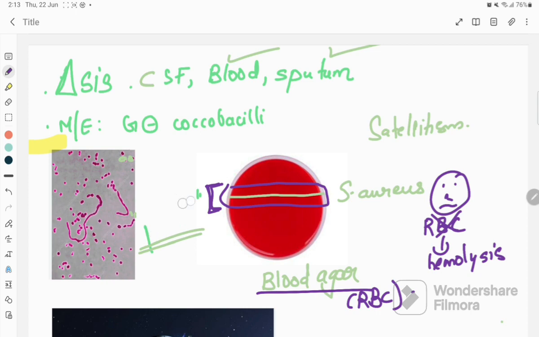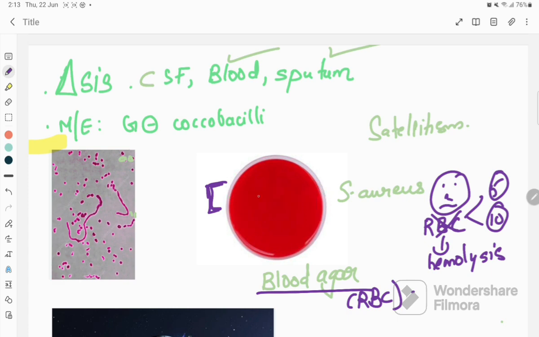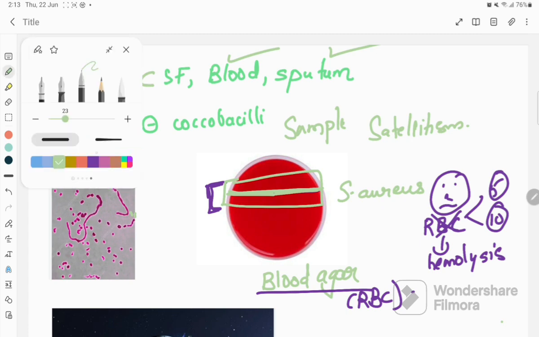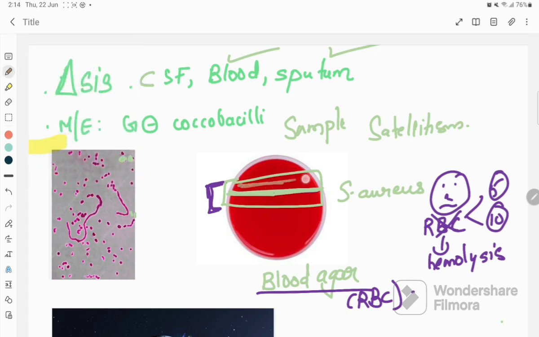hemolysis. This much clear? Now when RBCs are broken down, they release factor 5 and factor 10. So basically factor 5 and factor 10 are like the tears of RBCs. So in this narrow zone of hemolysis, in this area where hemolysis has occurred, there will be factor 5 and factor 10. Around this area where I have got the narrow zone of hemolysis, in this zone I will apply the patient's sample. So here I will apply the patient's sample.